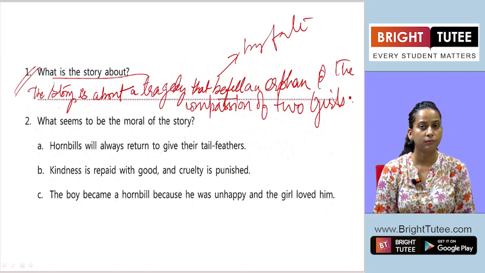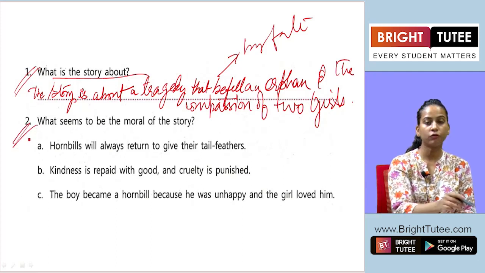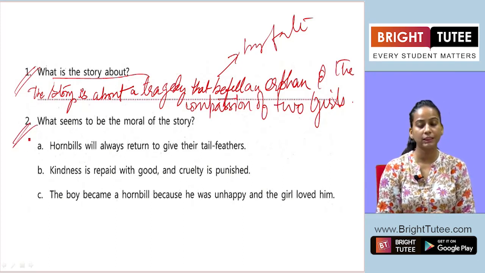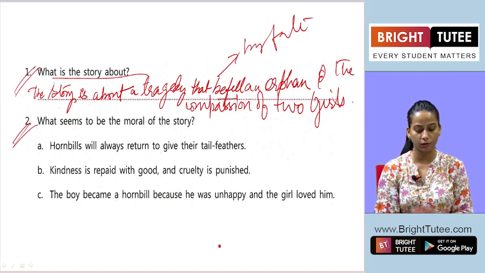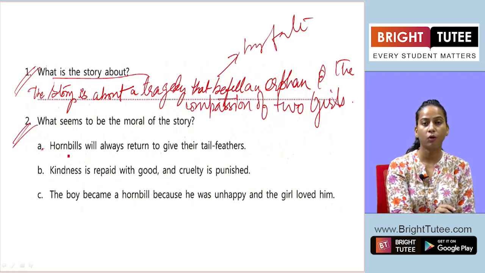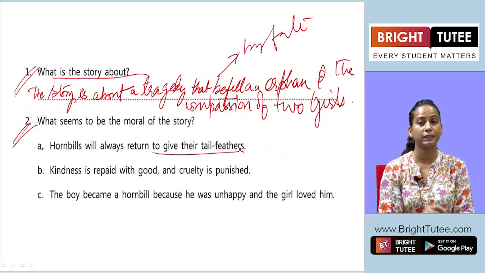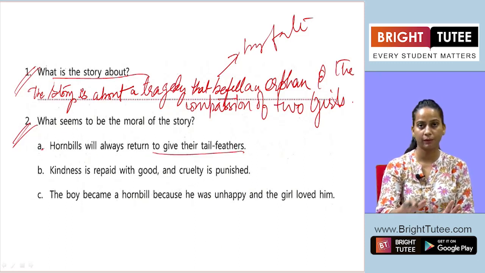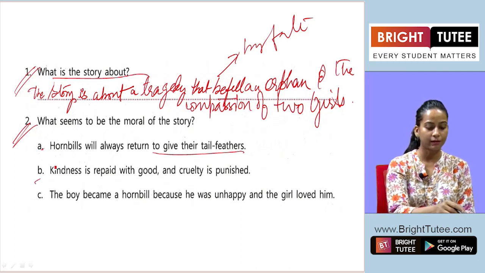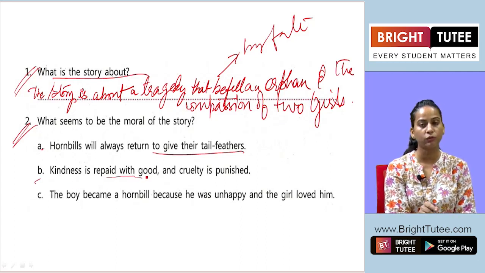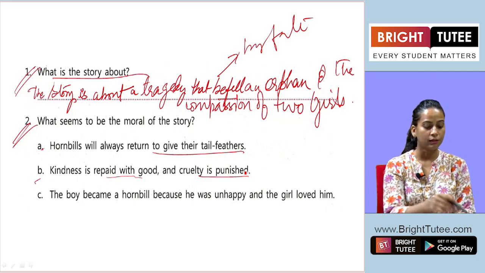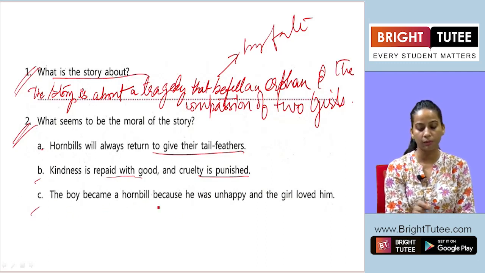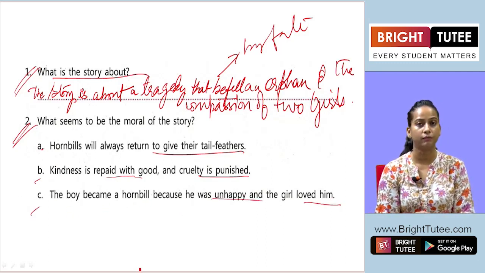that orphan boy. Then the second question based on the story they have asked: what seems to be the moral of the story? According to you, what is going to be the moral of the story? Here the first one, Hornbill will always return to give their tail feathers, although this is part of the story and he came back. Second, they have given kindness is repaid with good and cruelty is punished. Then the boy became a hornbill because he was unhappy and the girl loved him.